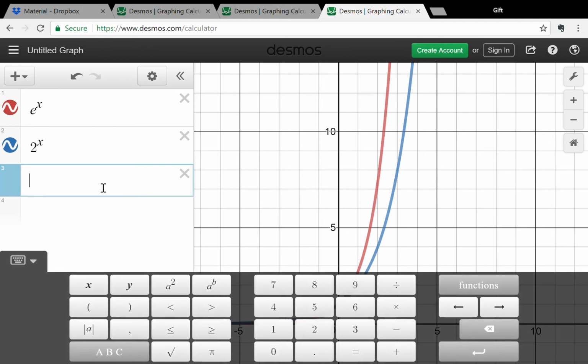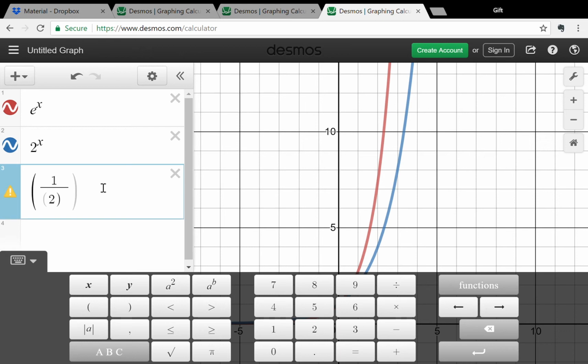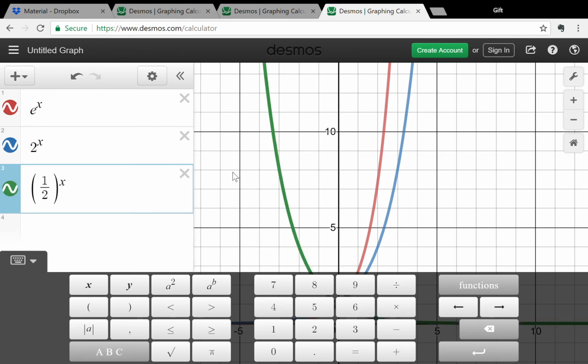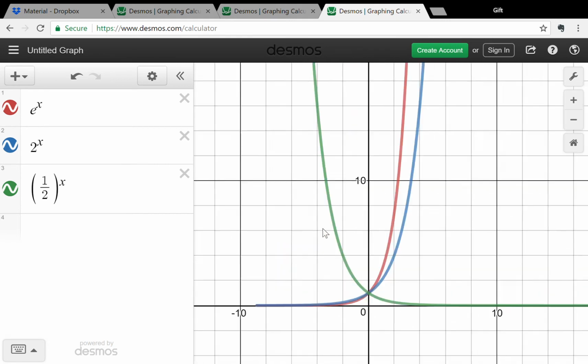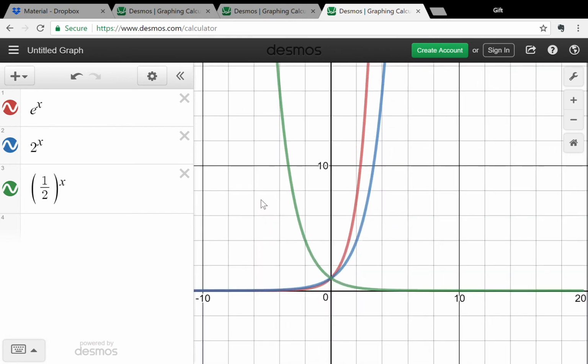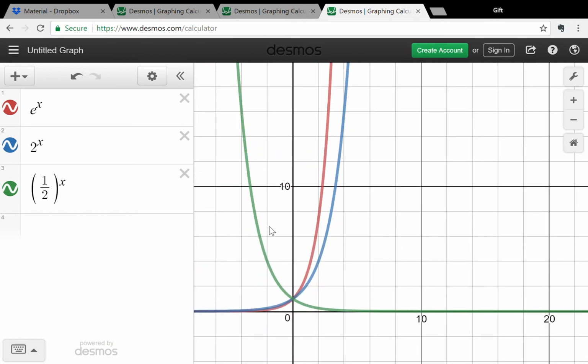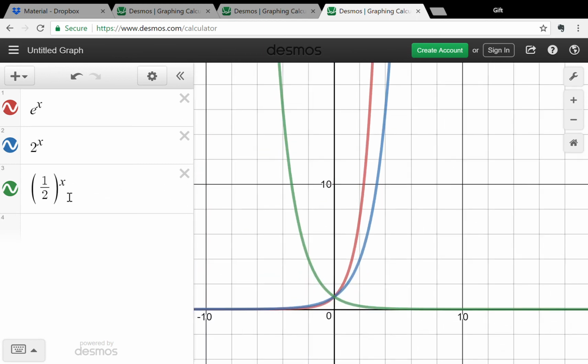If I do 1/2 to the x, it is going to be the mirror image of my blue graph. This is because when x is negative, 1/2 to the x is the same as 2 to the x. So once again, all these graphs belong to the same category. They are called exponential functions.